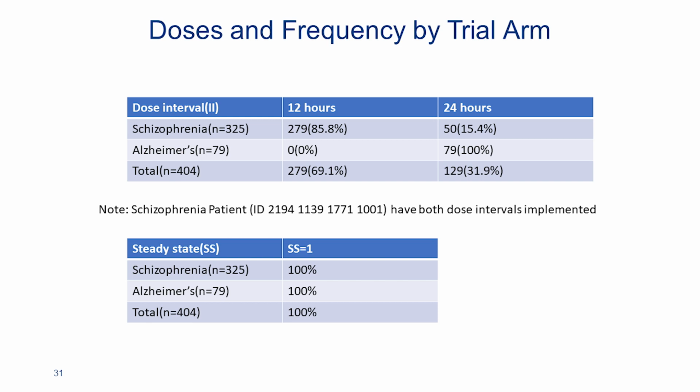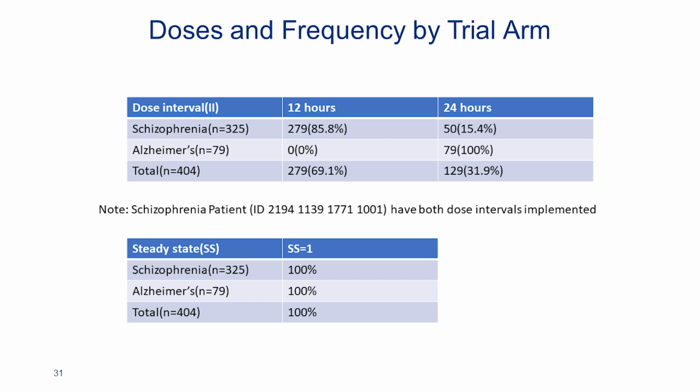So those are patient demographics. What about elements that are related to the pharmacokinetics directly? So these tables show doses and the frequency by trial arm. The top table focuses on the dosage interval. So there were 12-hour dose intervals and 24-hour dose intervals. You can see that in the schizophrenia study, the majority of individuals receive the doses twice a day, 86% of those individuals. 15% receive the doses every 24 hours. In the Alzheimer's arm, no patients receive doses every 12 hours. 100% of patients receive them every 24 hours.